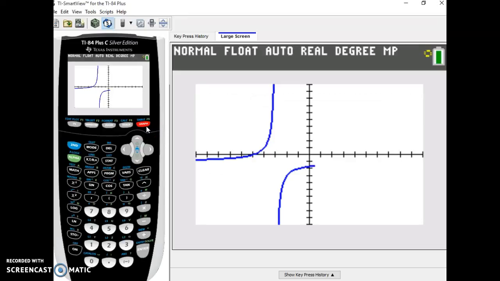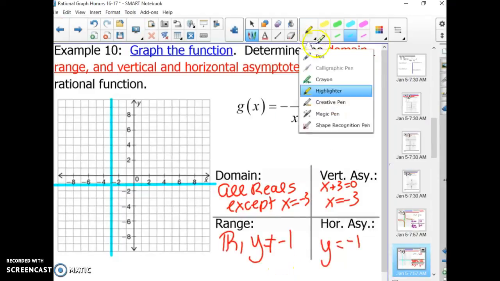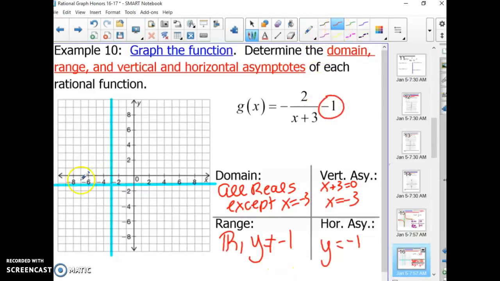Oh, so this side curves up first, and then we curve down. Here's that asymptote, and there's the -1. So here we are, plugging stuff back in. All right, I curve up first. I come in, I curve up, and then I curve down, and I'm graphed.